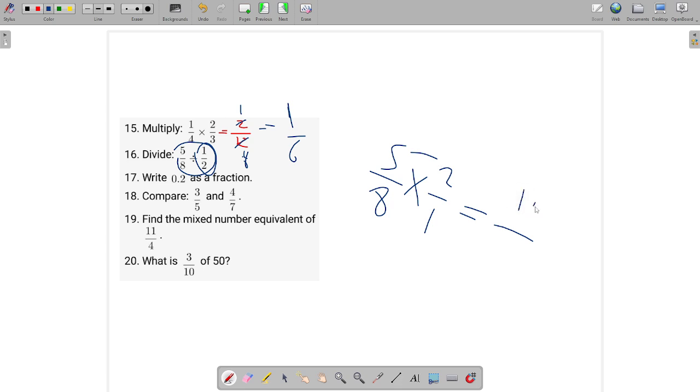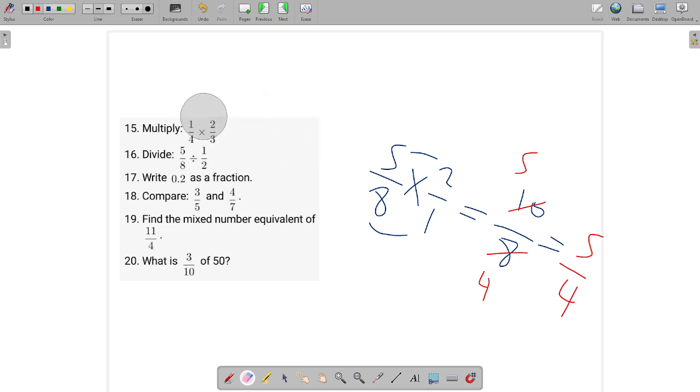5 times 2 will be 10, 8 times 1 will be 8, and I know that I can simplify them by dividing them by 2. 8 divided by 2 will be 4, 10 divided by 2 will be 5, so the answer is 5 over 4. Let's go to the other question.